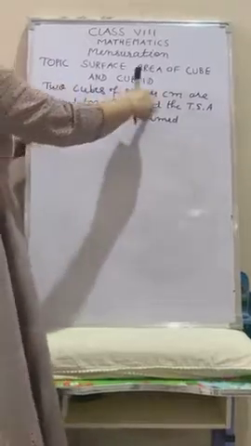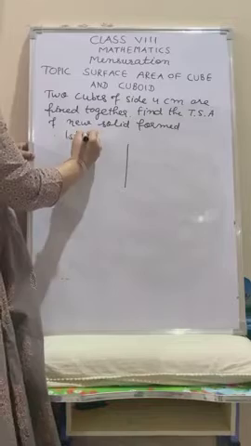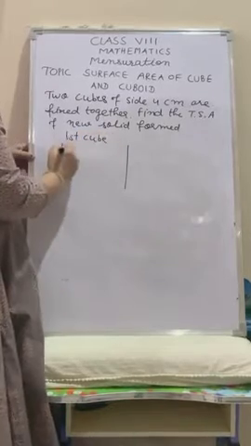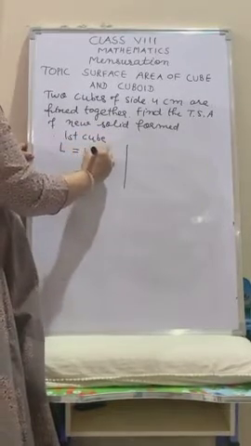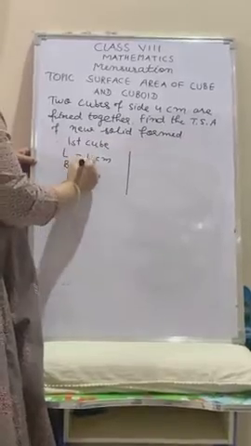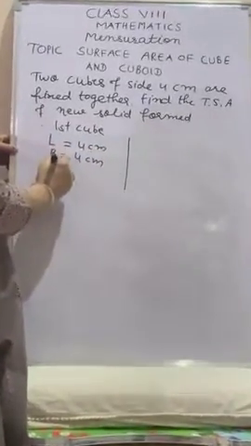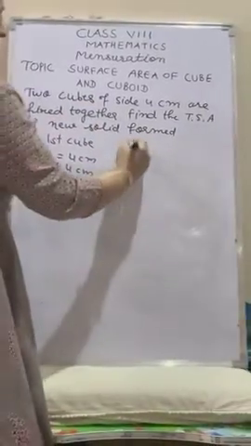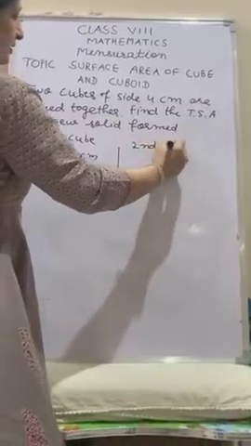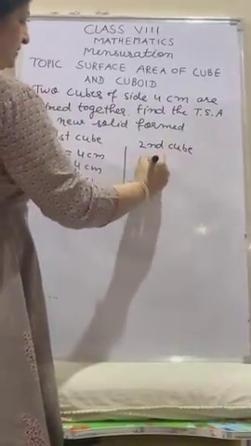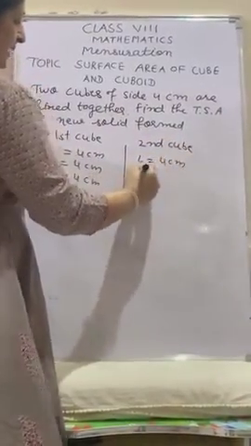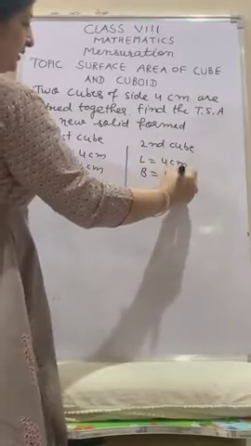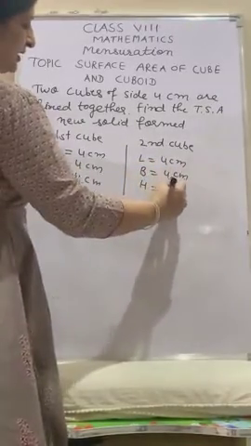Length of first cube is 4. First cube: length 4 centimeter, breadth is also 4 centimeter, height is also 4 centimeter, because the boxes are cubical boxes. Second cube: length is also 4 centimeter, breadth is also 4 centimeter, height is also 4 centimeter.